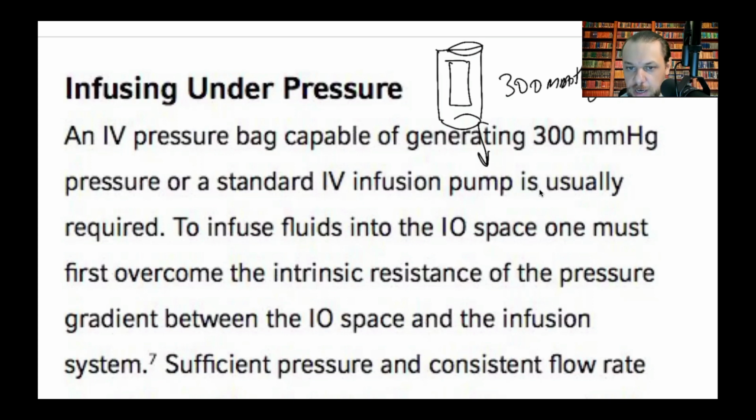So don't right away put the 300 millimeters of mercury and connect it to the IO side. First, connect the regular bag, start running it, then put it into the pressure infuser and slowly pump it up. As you're slowly pumping it up, that increased pressure will facilitate flow. Make sense?